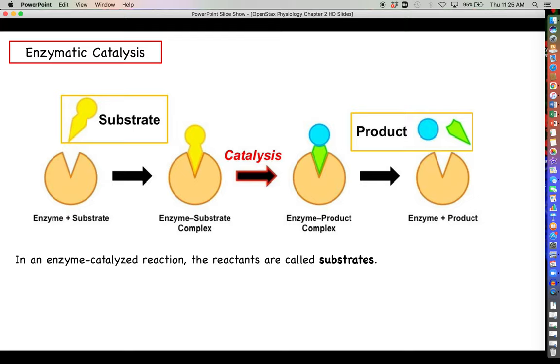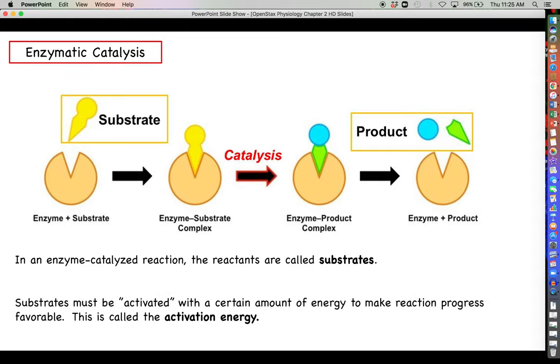Okay, so I gave you my Lego brick analogy. This is more of what enzymes actually kind of look like. We'll talk about enzymes a little bit more towards the end of this chapter when we have a better conceptualization of protein structure and function. But in an enzyme-catalyzed reaction, the reactants have a special name. We call these substrates. So any molecule can be a substrate for an enzyme. That doesn't change what the molecule is. So if a reactant can be acted upon by an enzyme, we call that reactant a substrate.